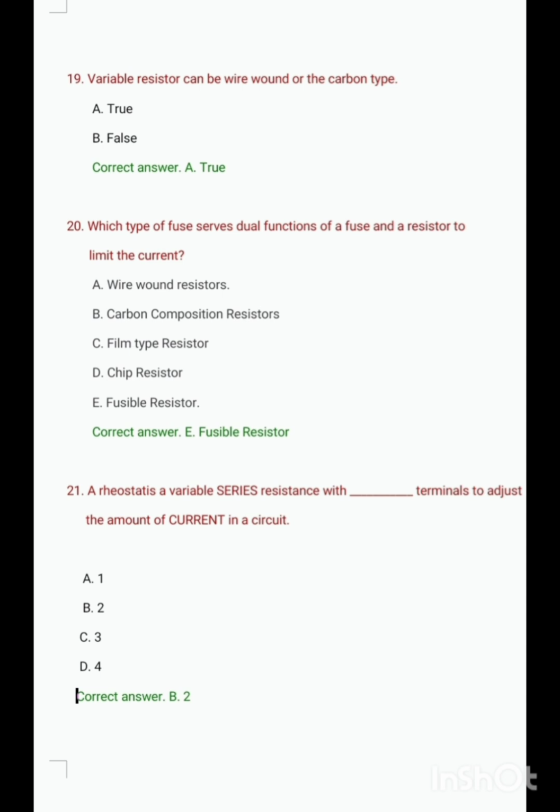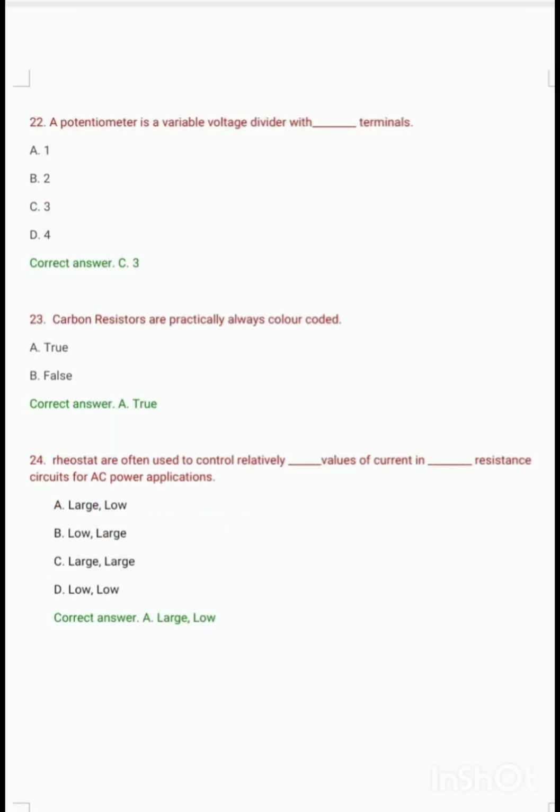21. A rheostat is a variable series resistance with 1 terminal to adjust the amount of current in a circuit. A. 1, B. 2, C. 3, D. 4. Correct answer: B. 22. A potentiometer is a variable voltage divider with terminals. A. 1, B. 2, C. 3.